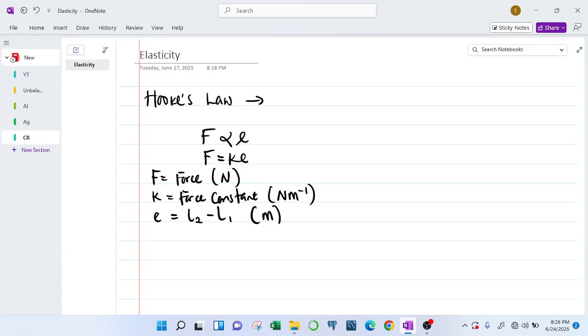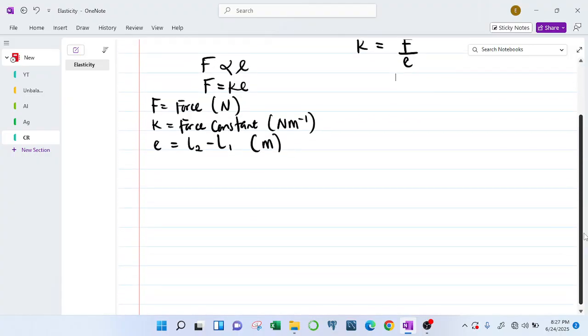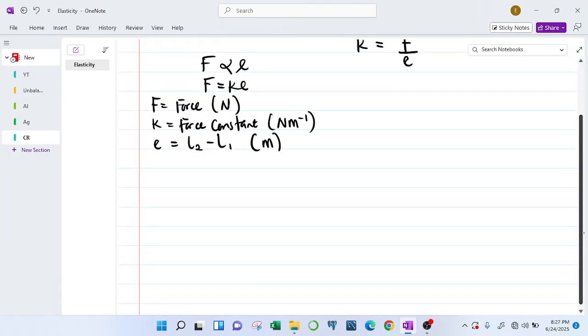So from here, it can go either way. You know F equals KE. So if you are looking for K, you divide both sides by E. K equals F over E. So that is for the force applied on an elastic material. Now the next one is, what about work done? Work done, as we know before, work done has always been and will always be force times distance.